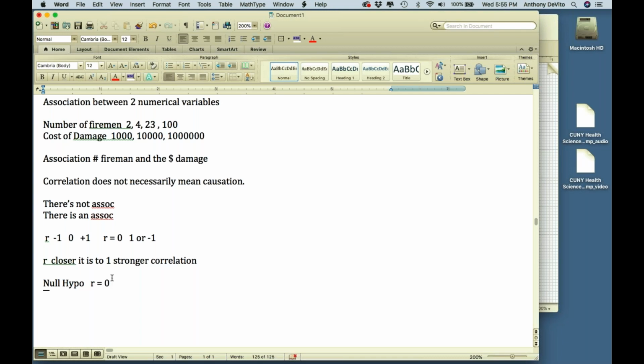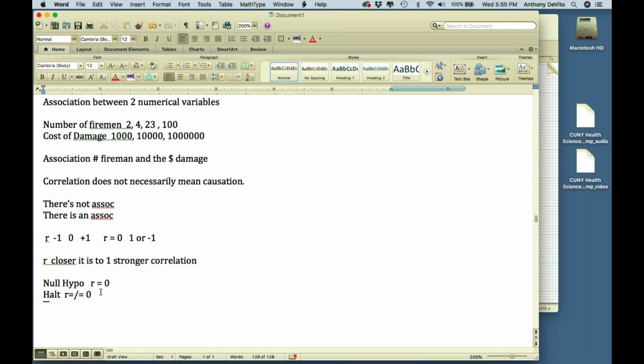And what does R equal to 0 mean? It means there's no association, right? Just random. Okay, and what's our alternative hypothesis? R does not equal 0, exactly. R does not equal 0. And that means that there is an association between these two variables.